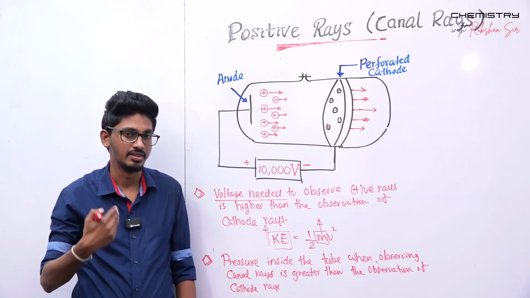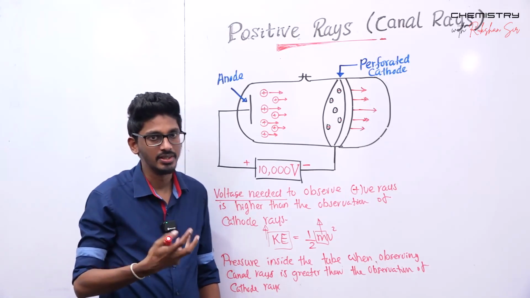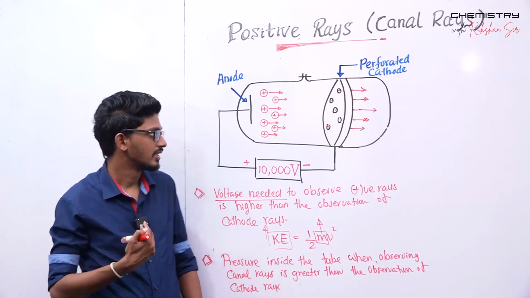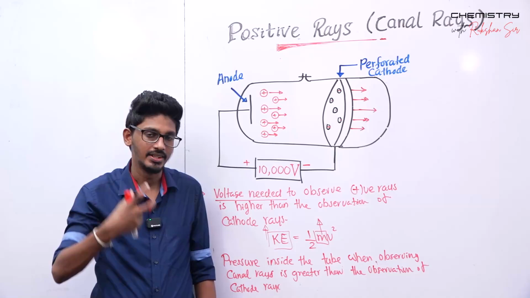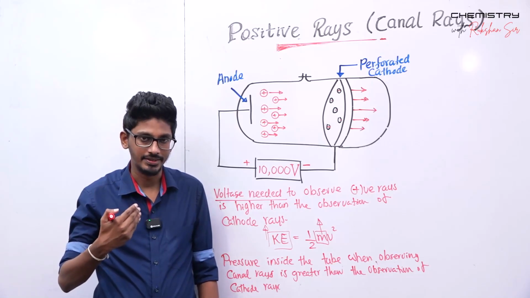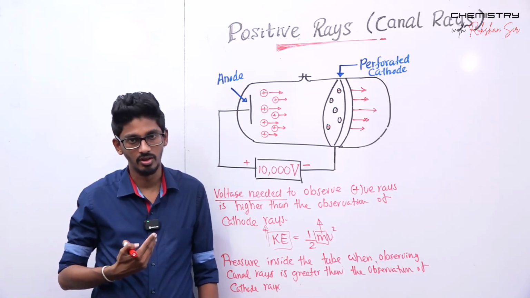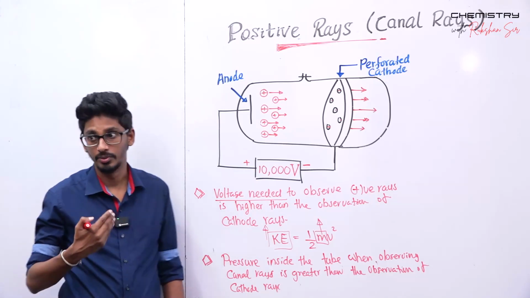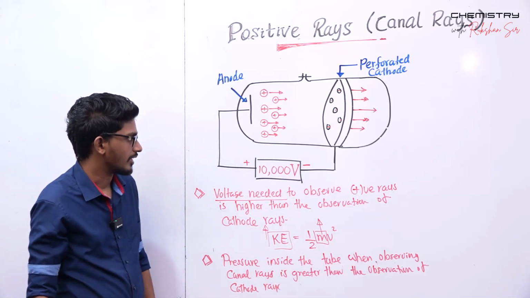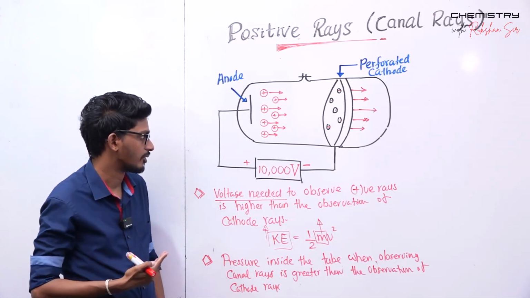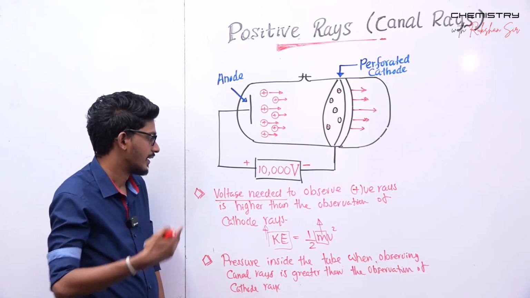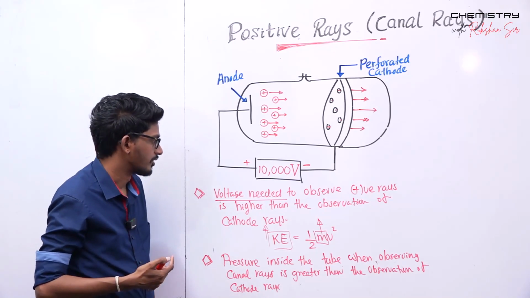Last day we discussed that pressure is produced by the gas molecules. When more gas molecules are there and they hit the walls of the container, you will feel a greater pressure on the walls. So the more gas molecules, the more pressure. We need more gas molecules in the tube to observe the positive rays, because positive rays originate from the gas molecules. So we need a sufficient amount of gas molecules so that the pressure will be greater than in the cathode ray situation.